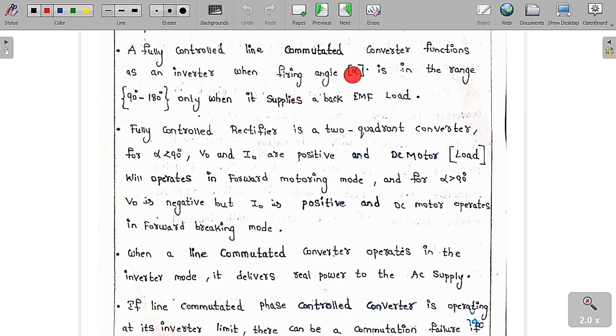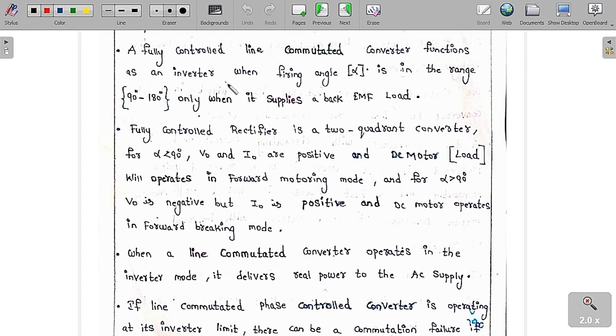A fully controlled line commutated converter functions as an inverter when the firing angle alpha is in the range of 90 degrees to 180 degrees, only when it supplies a back EMF load. So listen carefully. A fully controlled line commutated converter functions as an inverter when the firing angle alpha is in the range from 90 degrees to 180 degrees, only when it supplies a back EMF load.